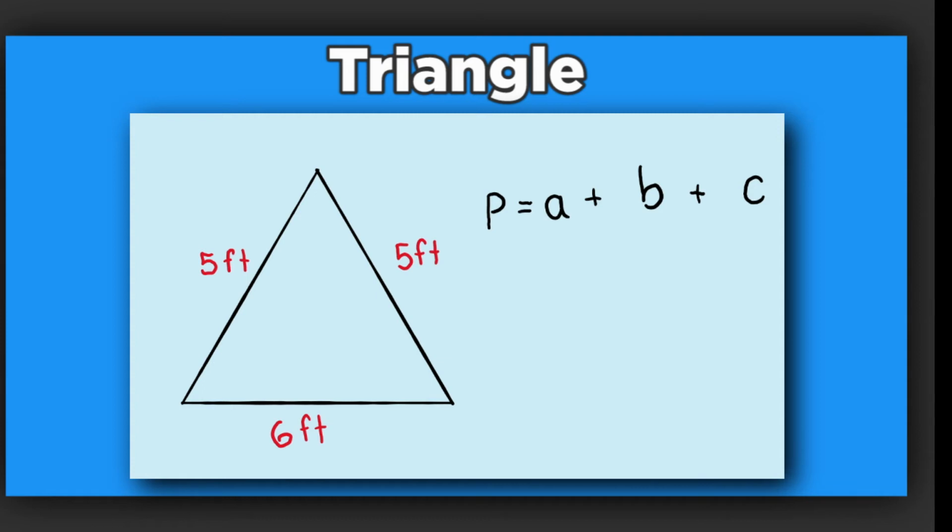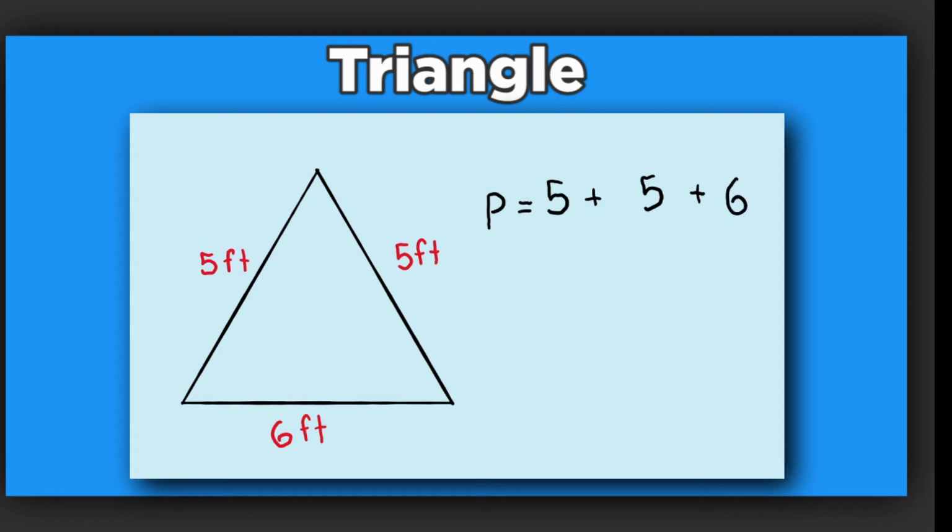Our first side, or side A, is 5 feet. So we are going to replace the A with 5. Our second side, or side B, is also 5 feet. So we are going to replace B with 5 also. Our last side, or side C, is 6 feet. So we are going to change C with 6.